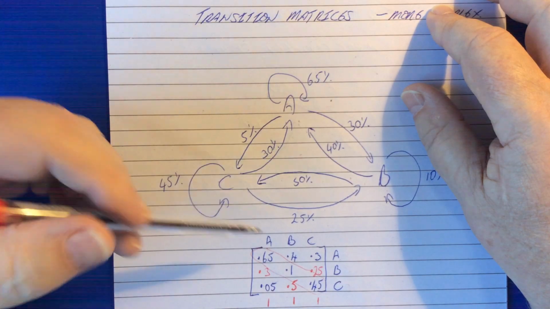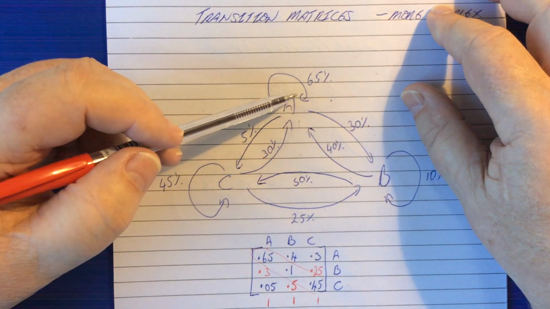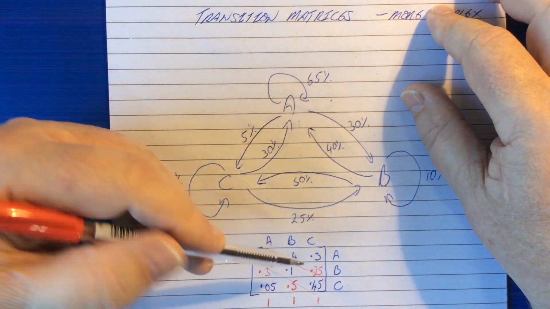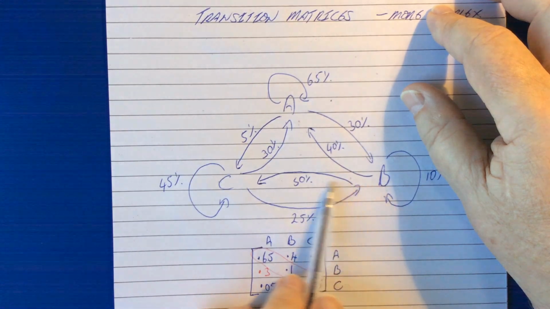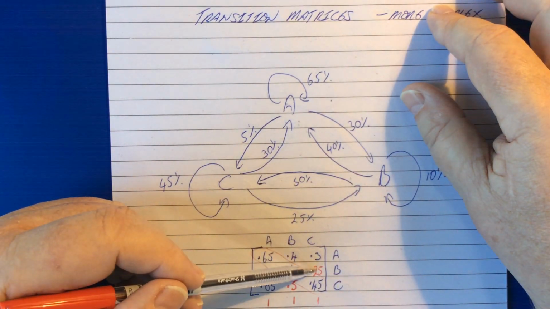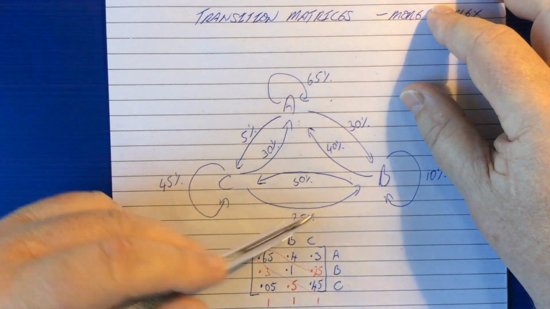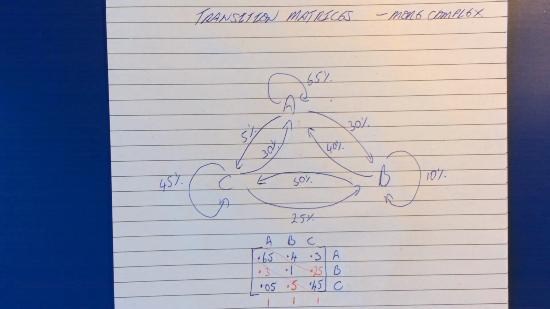Now let's just check these numbers. So A to B should be 30%. A to B, 30%. B to C should be 50%. B to C, 50%. C to B should be 25%. C to B, 25%. That is how you fill out a transition matrix.